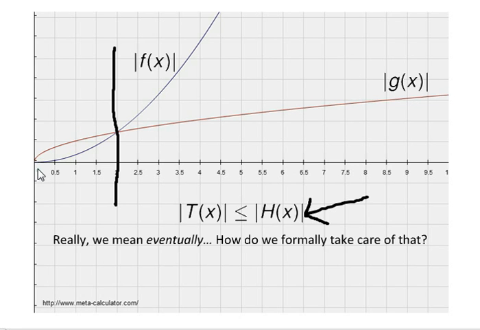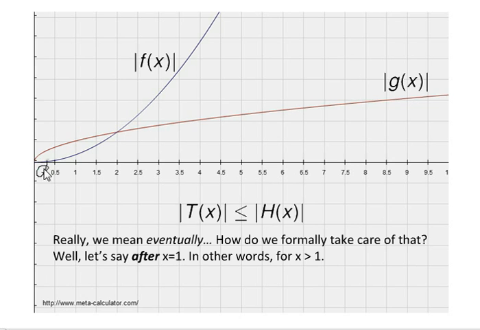At 0, my blue function is less than or equal to the red function. At 1, my blue function is still less than or equal to my red function. But after 1, my blue function is in fact greater than or equal to the red function in magnitude. So really what I want to say is ignore 0 and 1, just start looking after 1. Formally, let's say after x equals 1, this inequality is true. In other words, for x greater than 1. So I'm saying ignore all this stuff and just start paying attention after 1.